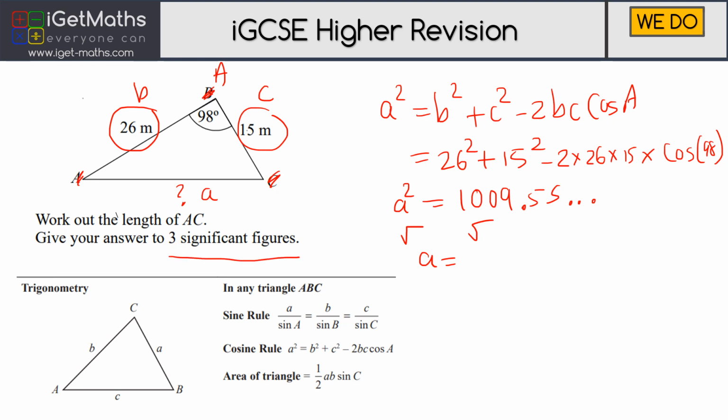So if we square root that answer, that gives us 31.77, and that rounded to 3 significant figures will be 31.8 for a.